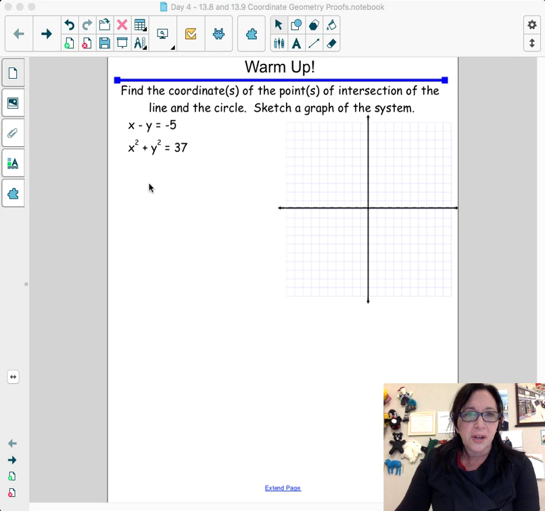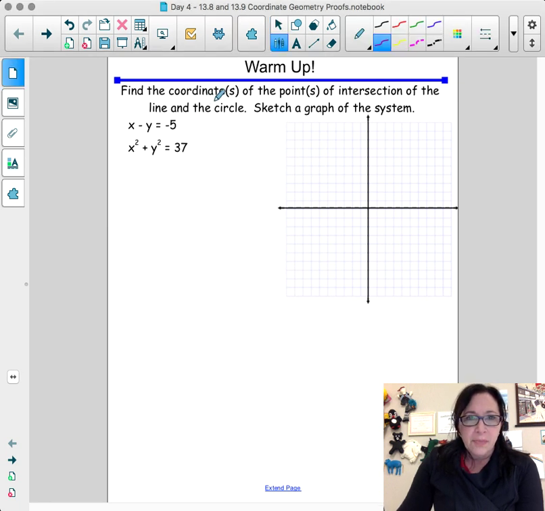So let's get started with a warm-up. We're trying to find the intersection between a line and a circle. So this value right here, this is my line. This equation right here is my circle.